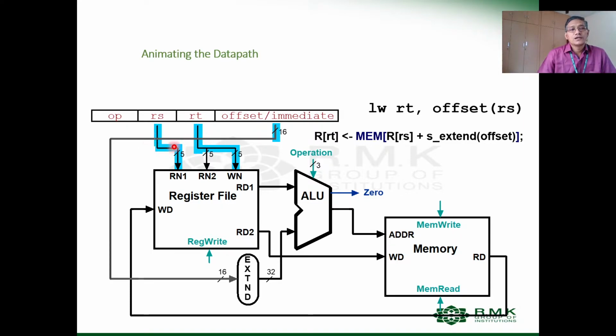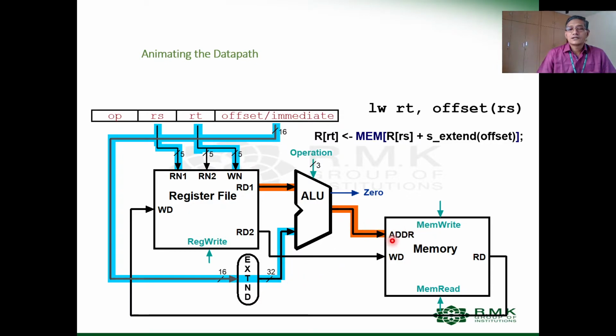We read these two values from the registers, and the immediate 16-bit offset is given to the input of the sign extension unit, where the sign is extended to the higher order bits and it is converted into 32 bits. That is given as one input of the ALU. The base address, that is the value available in the register, is added with this offset to get the exact memory location in the data memory.